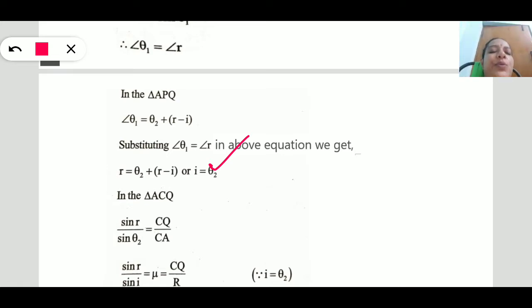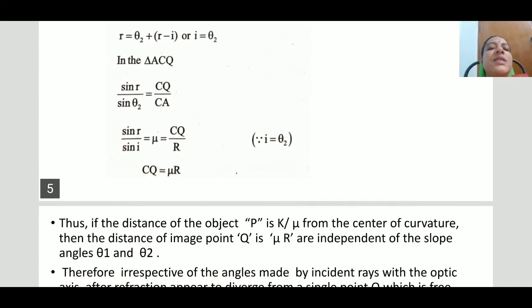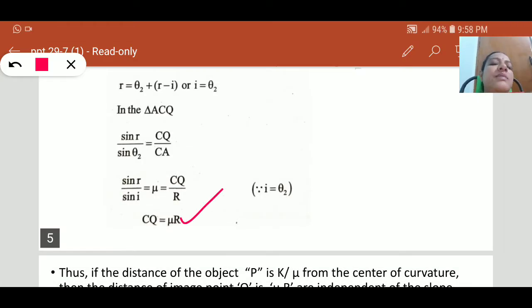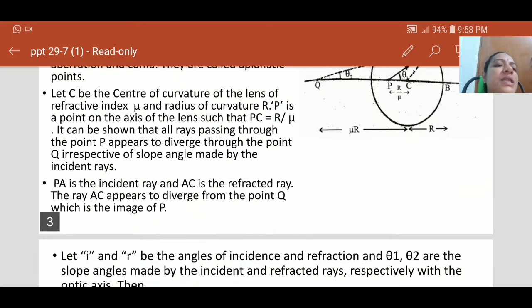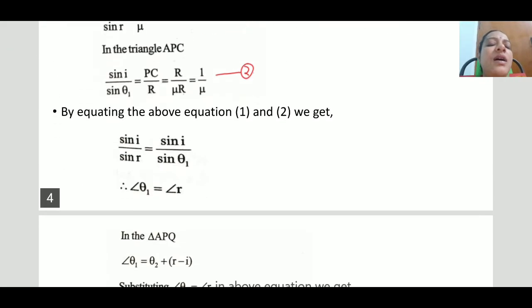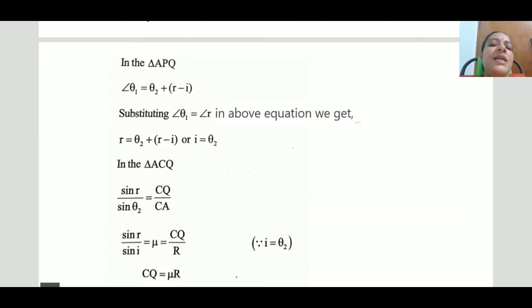Similarly, if we take the triangle ACQ, for angle theta 2 we can write sin R by sin theta 2 is equal to QC by AC. Therefore sin R by sin I is equal to mu CQ by R. Here theta 2 can be written as I. Therefore QC, the image distance, is equal to mu R. QC is nothing but the image distance. That means if we place an object at R by mu distance, we get the image at mu R. This is the property of the aplanatic lens.